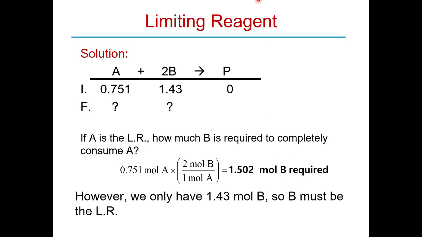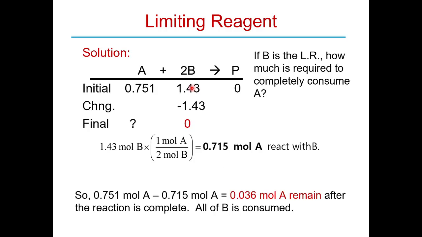And so there's a quick way to figure out what your limiting reagent is. Once you're in moles, just pick one and hypothesize that it's the limiting reactant and figure out how much of the other reactant or other reactants you might need. And that'll lead you to what the limiting reagent is. All right, then we need to figure out, if B is the limiting reactant, how much is required to completely consume A. So if B is the limiting reactant, all the moles of it will be consumed, so minus 1.43 to leave us with 0 moles at the end.